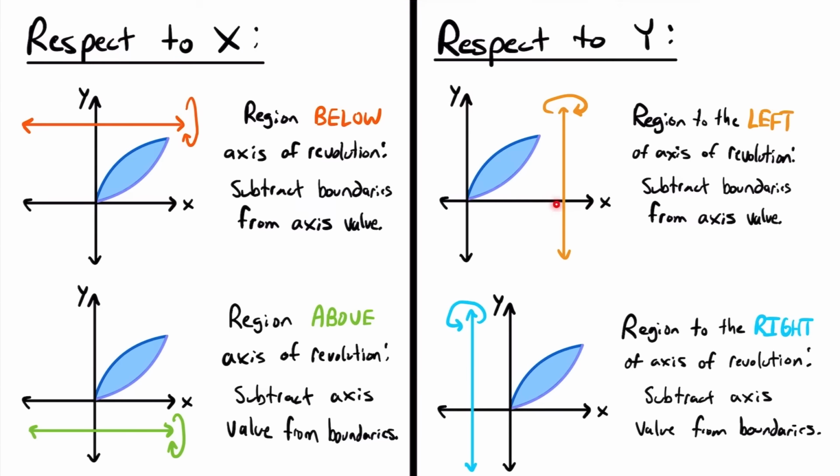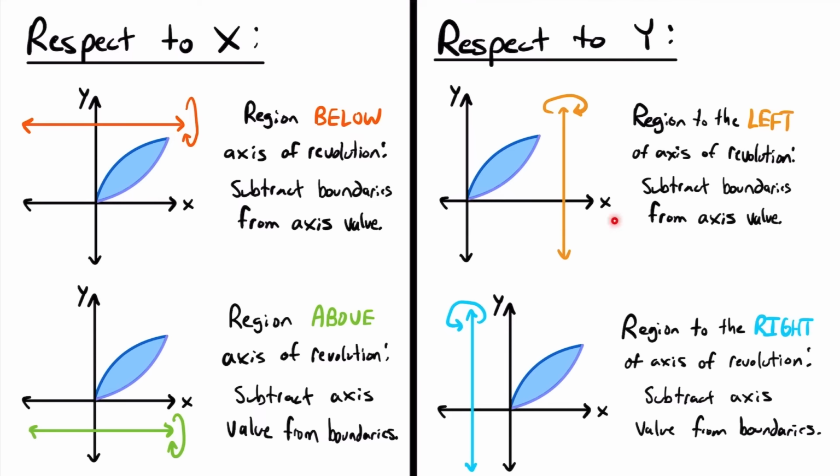Okay, so if this is the line x equals 3, we would subtract each of these functions that make up the boundaries of this region from that value of 3. All right, but if our region is to the right of the axis of revolution, then we subtract the axis value from the boundaries. So if this axis right here was x equals -1, and our region is to the right of that, then we would subtract -1 from each of the functions that make up the boundaries of our region when we are coming up with our outer and inner radius.